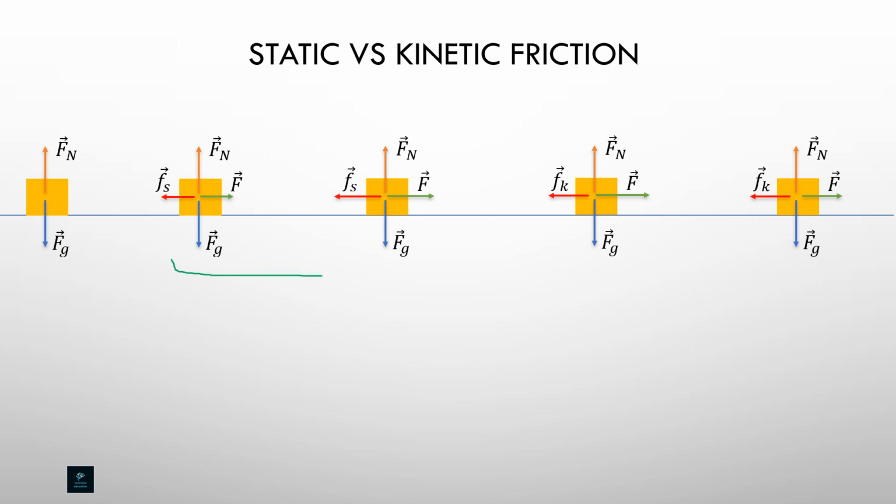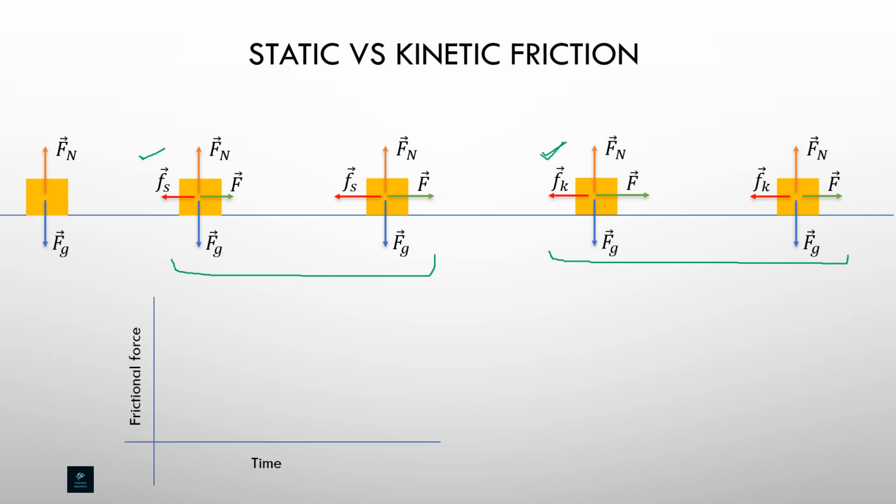In these two cases, the object is not moving, hence the frictional force is the static friction denoted by Fs, and in these two cases the object is moving and hence the frictional force is the kinetic friction denoted by Fk. We can plot the variation of frictional force with time as follows.